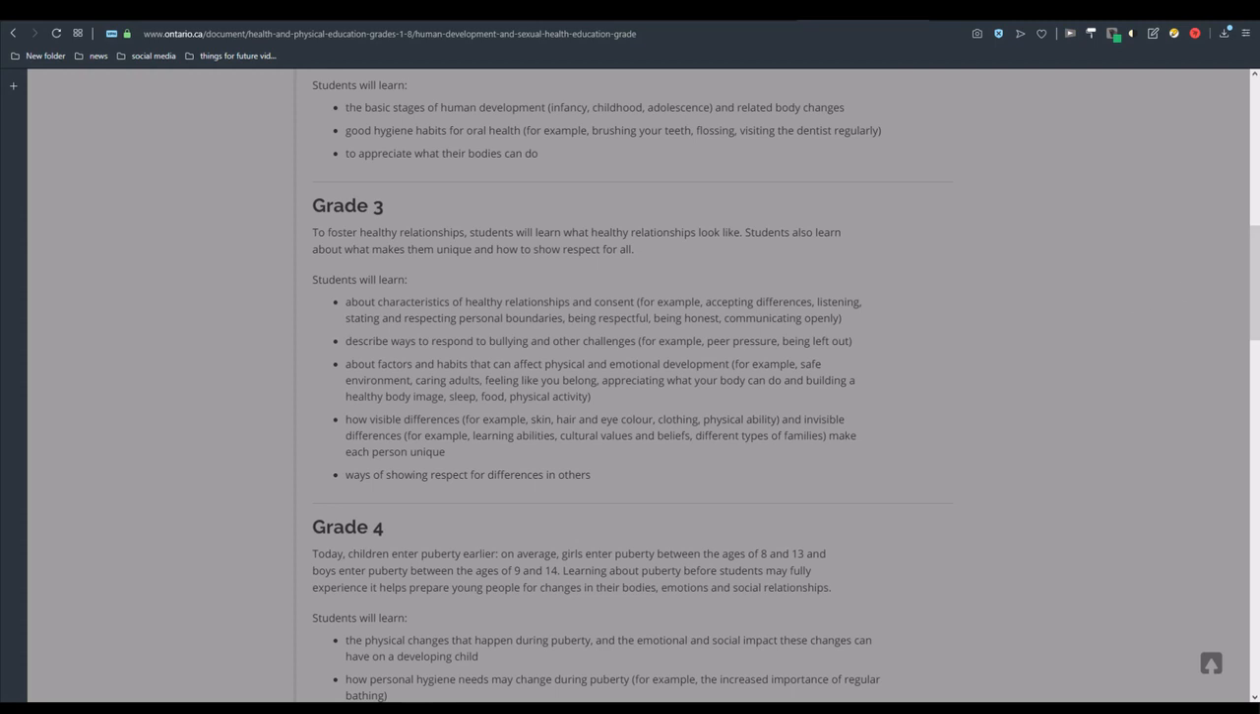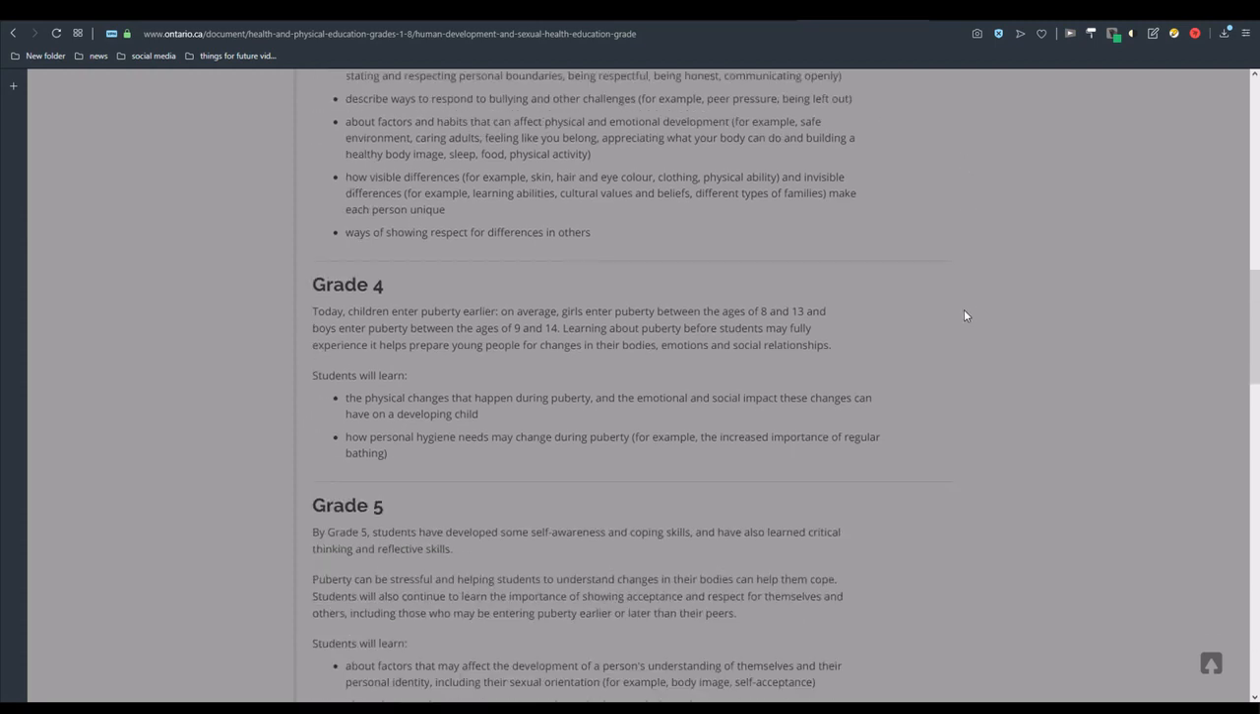Let's see. They're also going to be learning about, quote, real and fictional violence, unquote. So, again, take it for what you will. They're going to learn the impact of legal and illegal substance use. And then another quote, they're going to be learning decision-making, substance use, and behaviors.